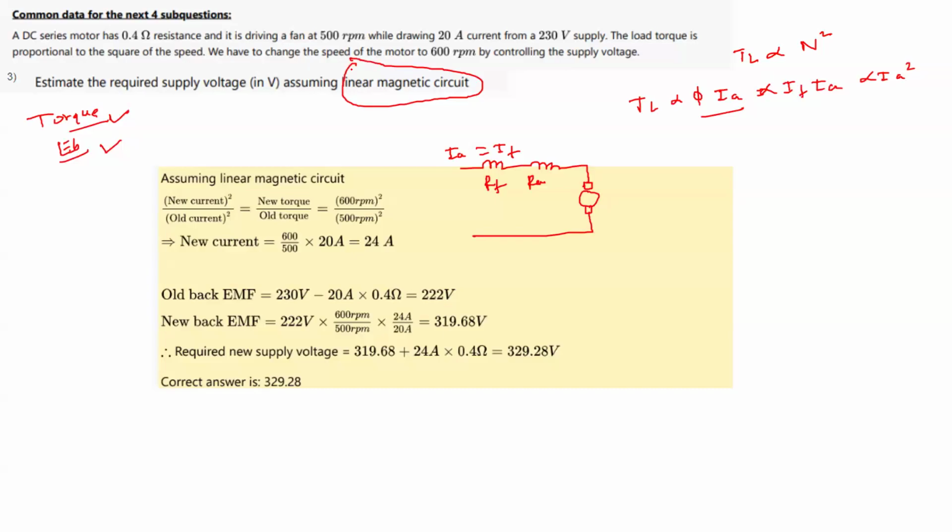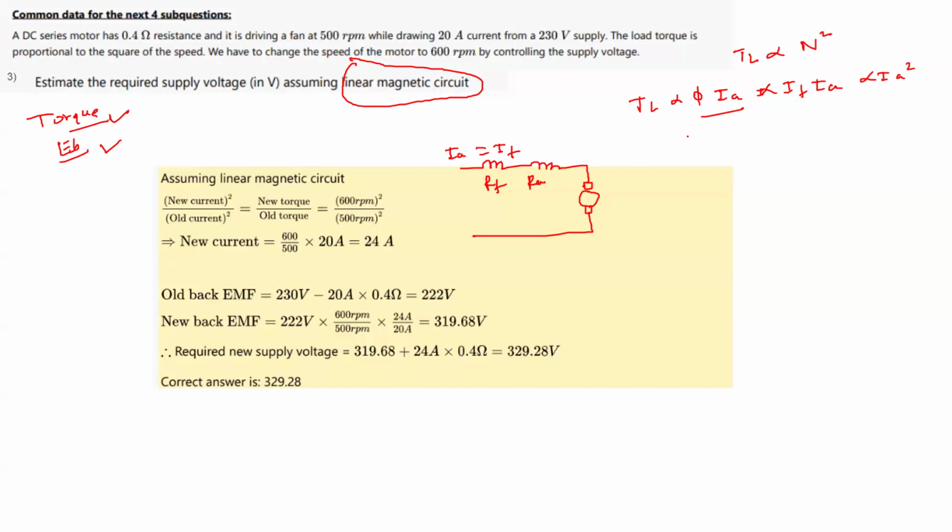Linear magnetic circuit assumption means कि यहाँ पे हमारा जो flux जो है वो saturate नहीं हुआ है. तो अगर flux saturate नहीं हुआ है तो flux will be proportional to Ia. अगर flux saturate हो जाता है तो flux constant हो जाता है. ठीक है, तो torque will be proportional to only Ia in that case. Okay, तो अब क्या है?